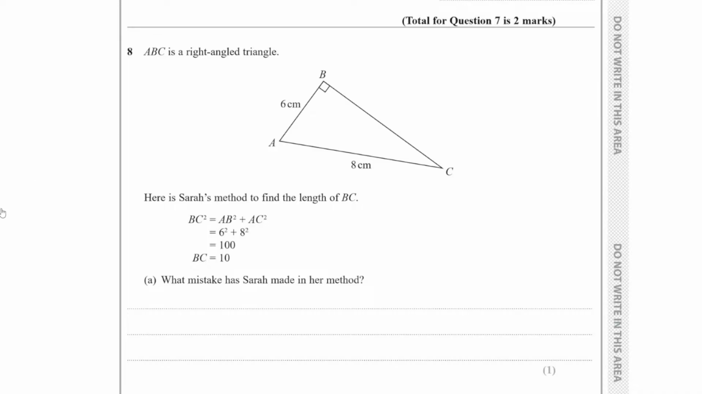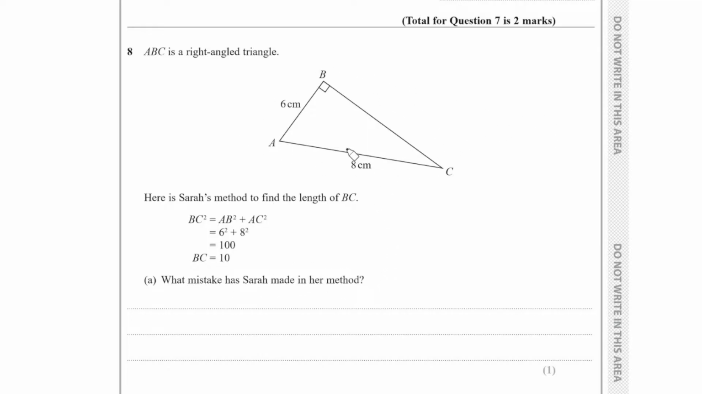Question 8, we've got ABC as a right-angled triangle. Here is Sarah's method to find the length BC. So she's done BC squared is AB squared plus AC squared. She subbed them in correctly, that's fine, in terms of AB is 6 and AC is 8. She got 100, so BC is 10. But what mistake has Sarah made in her method?